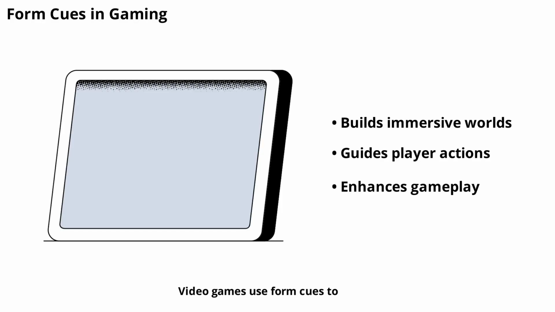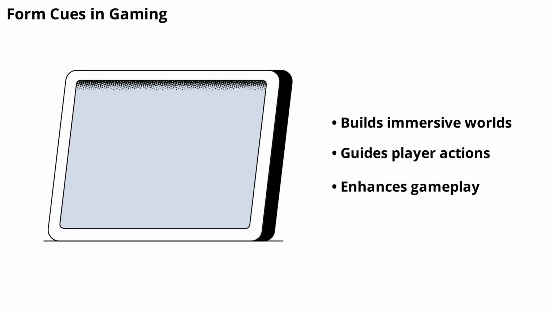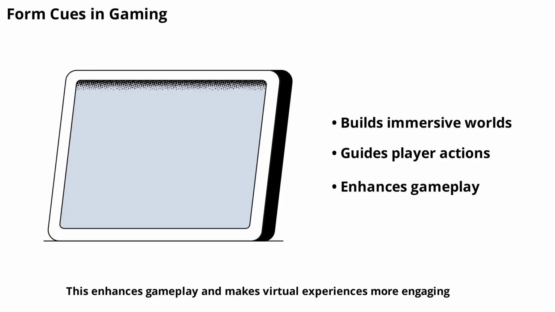Video games use form cues to create immersive environments and guide player actions. Designers use edges, shading, and perspective to build realistic worlds. Clear form cues help players identify objects, navigate levels, and understand game mechanics. This enhances gameplay and makes virtual experiences more engaging.